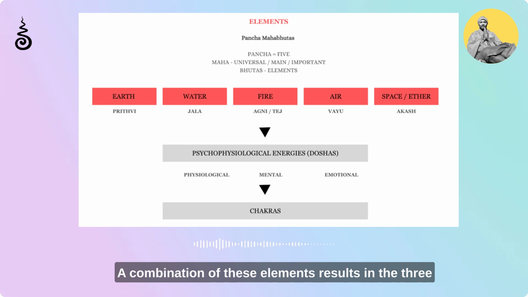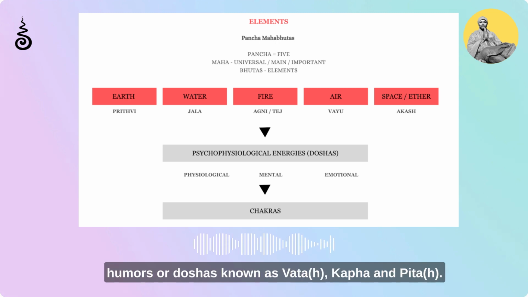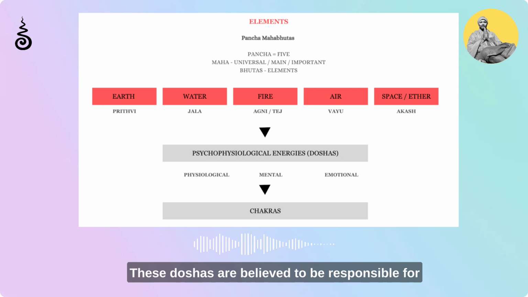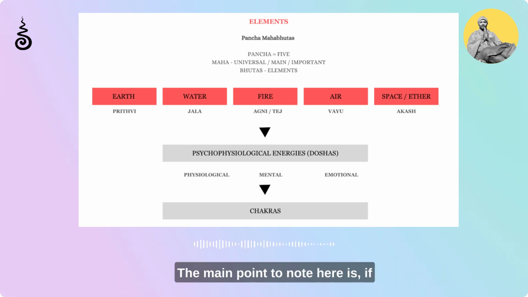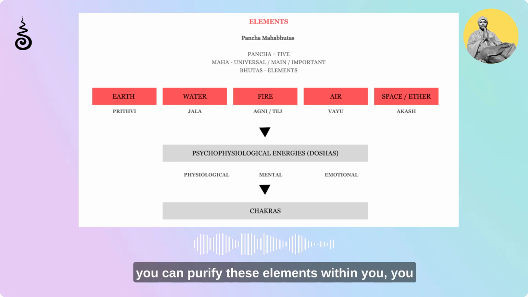A combination of these elements results in the three humors or doshas known as Vata, Kapha, and Pitta. These doshas are believed to be responsible for a person's physiological, mental, and emotional health. We will see how these all make sense when I present to you a larger picture, simplified for your understanding. The main point to note here is if you can purify these elements within you, you can free yourself without any impediments from Maya Shakti's influence, that is ego, and ignite Chit Shakti, which is Kundalini. This purification is of utmost importance if you wish to fully awaken your creative energy.